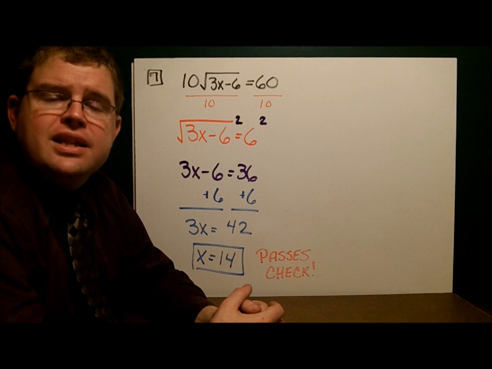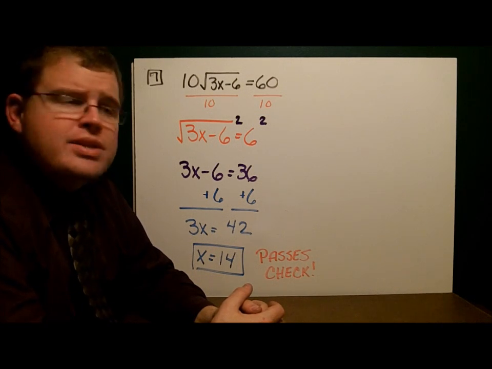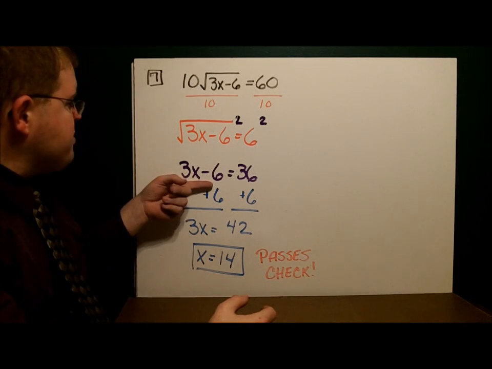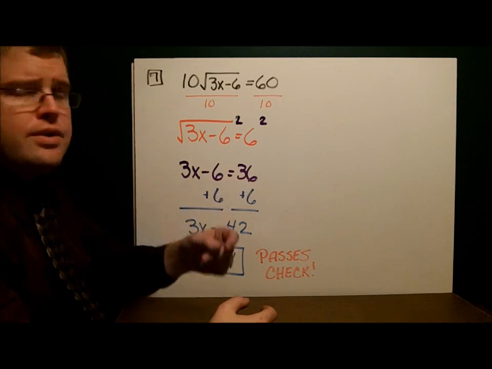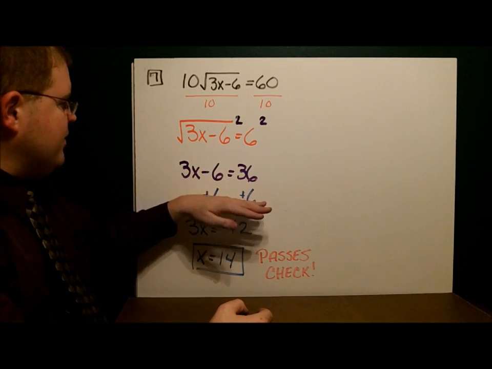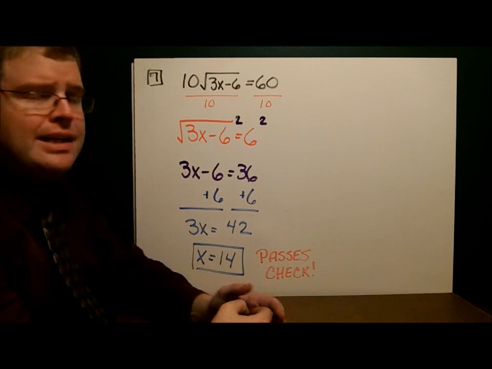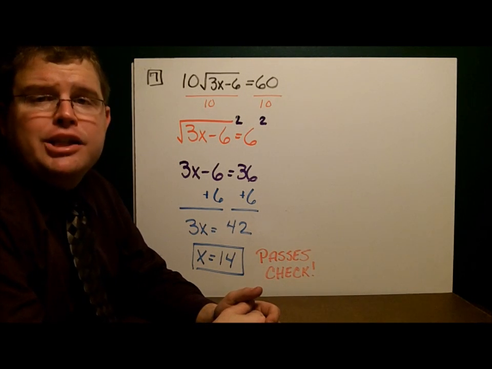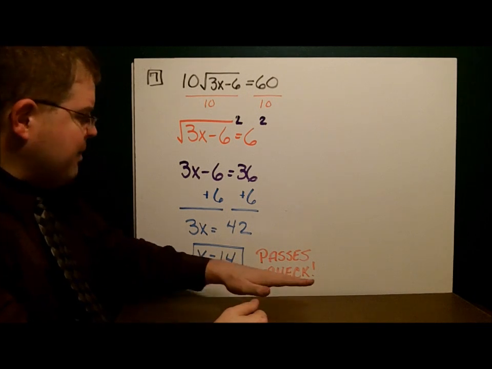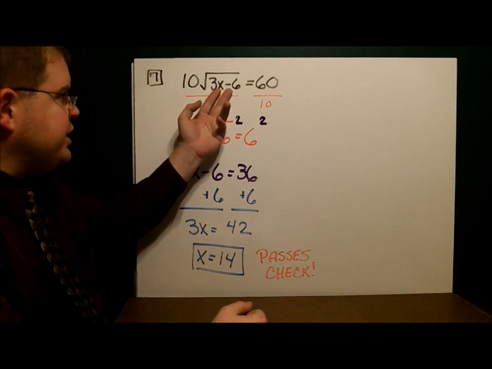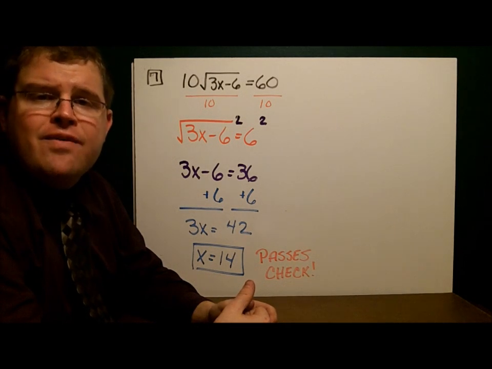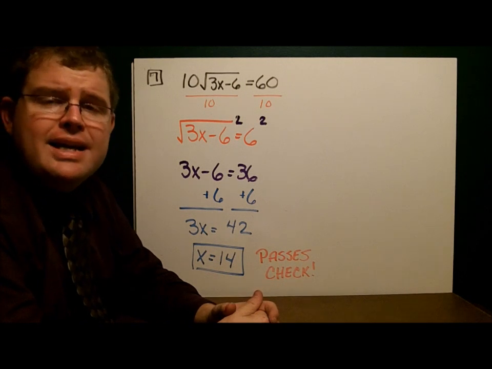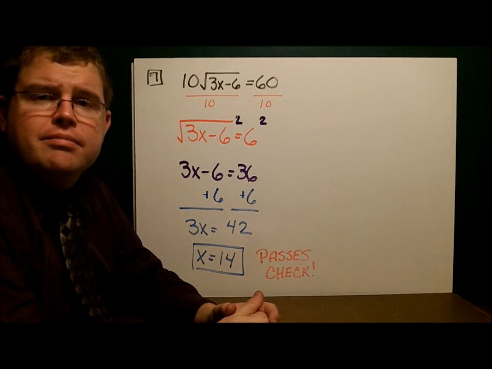Now that the square root is alone on one side, we square both sides. The square root and the squared cancel out. I have 3x minus 6 equals 36. I solve this basic equation, and I get x equals 14 as a possible solution. Now I have to write out my check to make sure it works. I plug x equals 14 into the original equation, and I find out that it does work. Therefore, x equals 14 is the solution to this equation.